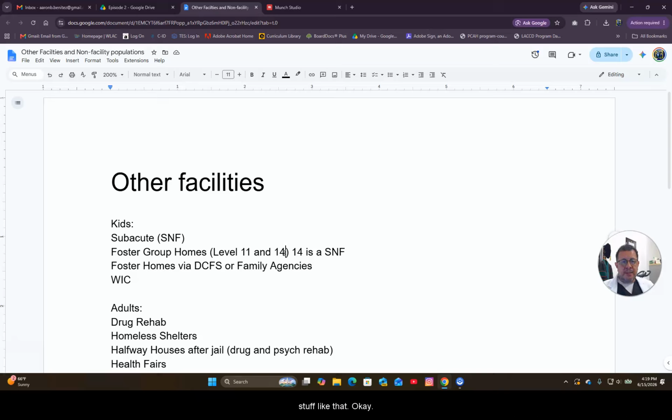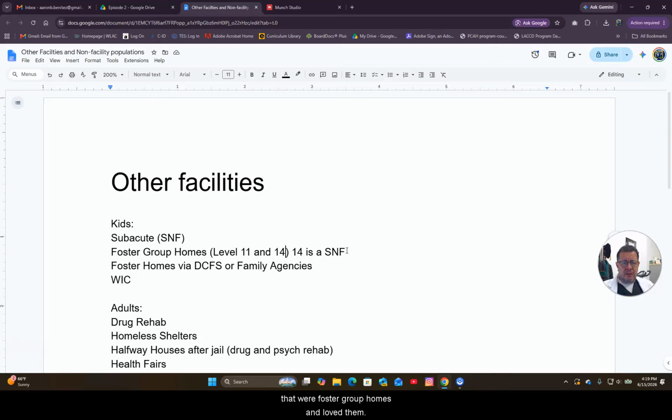paranoia, stuff like that. Okay. Whether they were induced by drugs or just that's just how they were. So these facilities are not as common anymore, at least in LA County, because in LA County, they started shutting them down because of a lot of issues, a lot of abuse that went on.